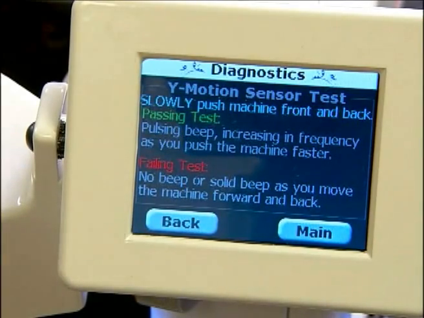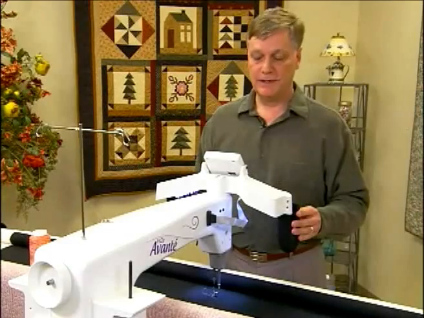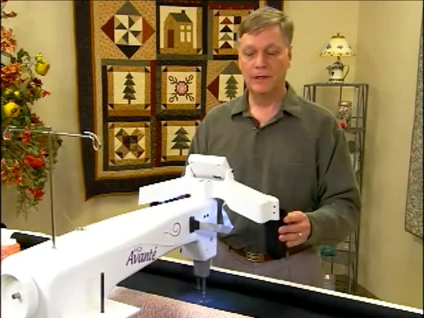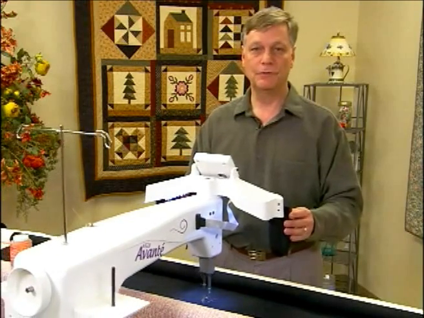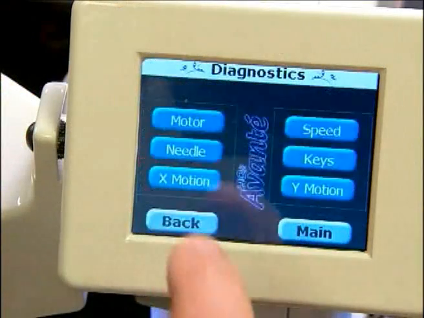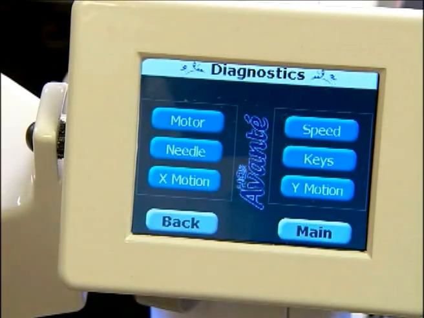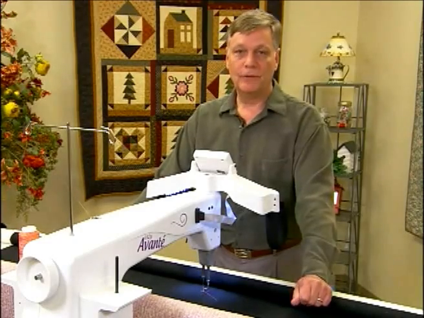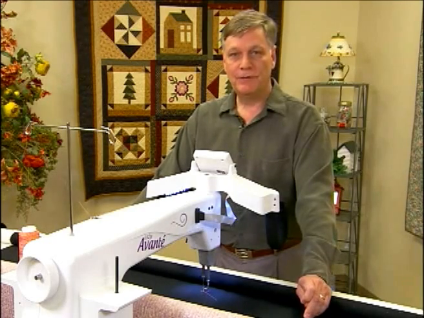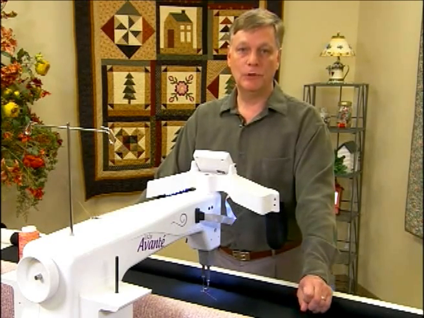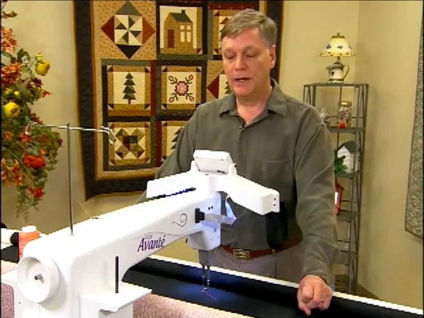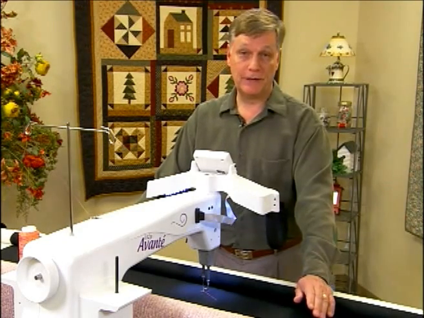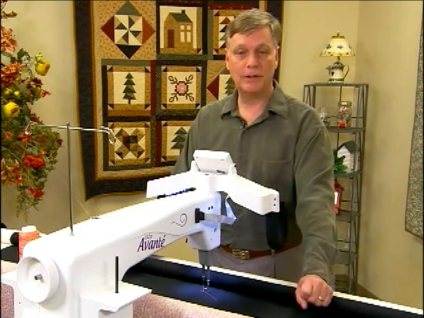Y motion test now. Same basic idea, needle up, pushing forward, pushing reverse. These 2 tests will allow you to diagnose problems with your stitch regulation system and will be helpful. In some instances, you may find that perhaps your cable has come loose, slightly unplugged, and this will help you determine which connector perhaps is not plugged in properly.